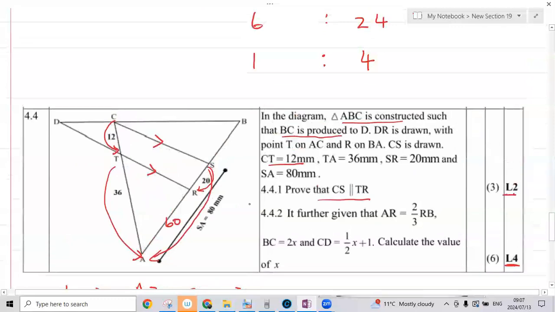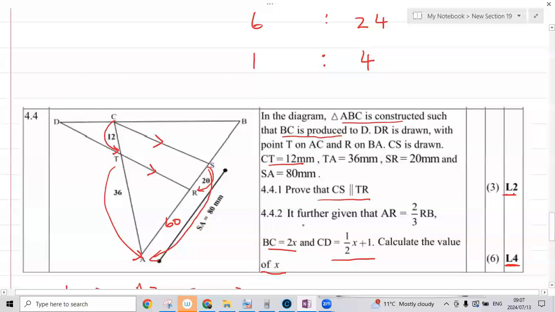Let's answer the next question. 4.4.2. If it is further given that AR is 2/3 of RB, BC equals 2x and CD equals half x plus 1. Calculate the value of x. 6 marks, level 4 question. Okay, so what do they want us to do here? Let's see. They want us to calculate the value of x. We know that. How are we going to go about doing that?